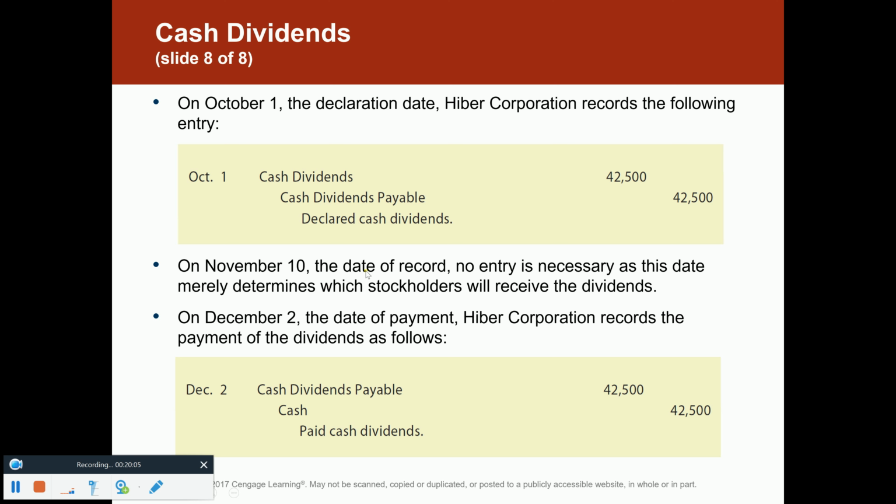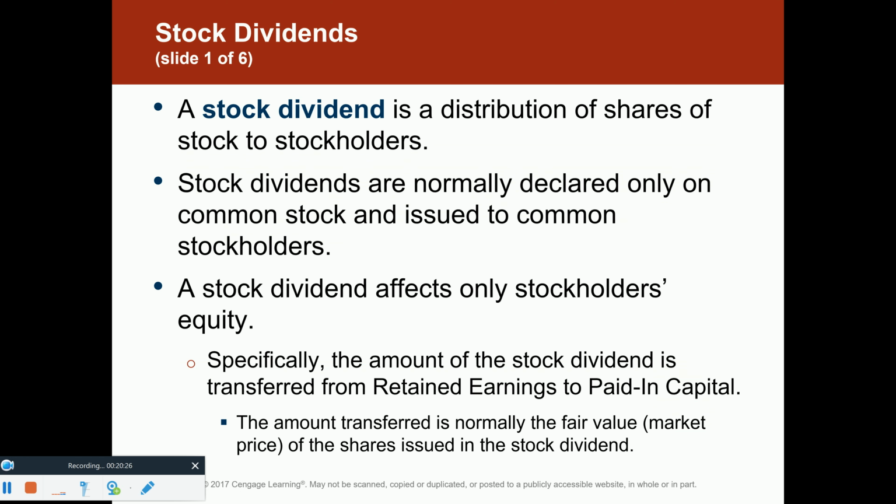The date of record, there is no accounting journal entry. It's just simply whoever owns the shares on that date are going to get the dividends. And the date of payment is when we actually pay off the liability. We will debit the liability and we will credit the cash account. All right. So those are your typical journal entries for a cash dividend.